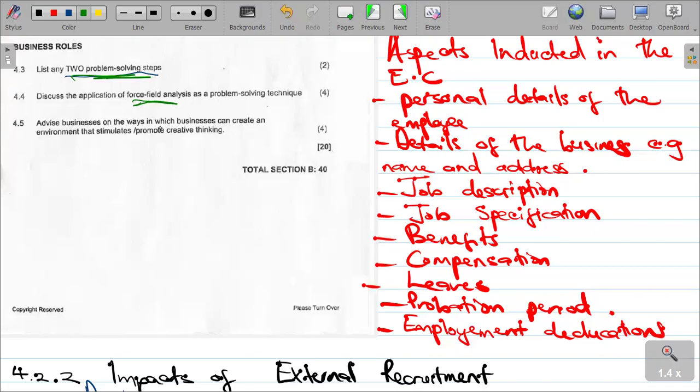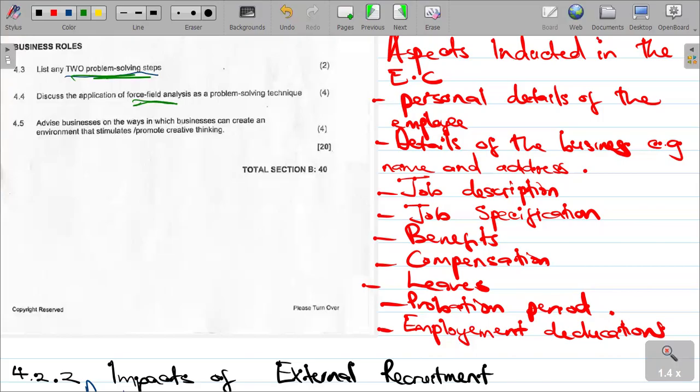Once they've done that, they need to choose the force with the highest score as the solution. So if the project is viable, for instance, you need to find ways to increase the forces for change. Then you need to identify priorities and develop an action plan. Right. So let's go to 4.5.